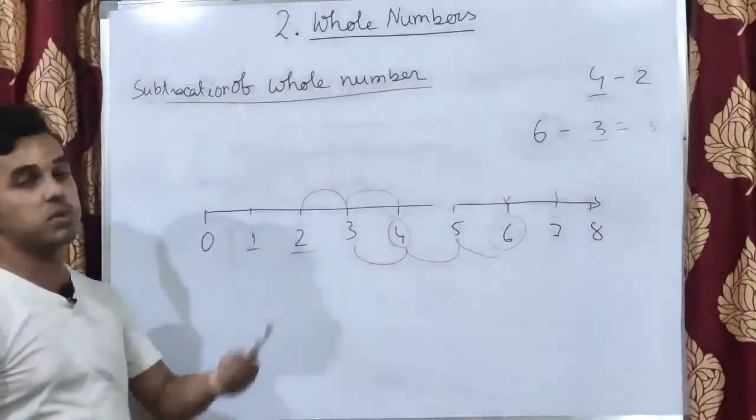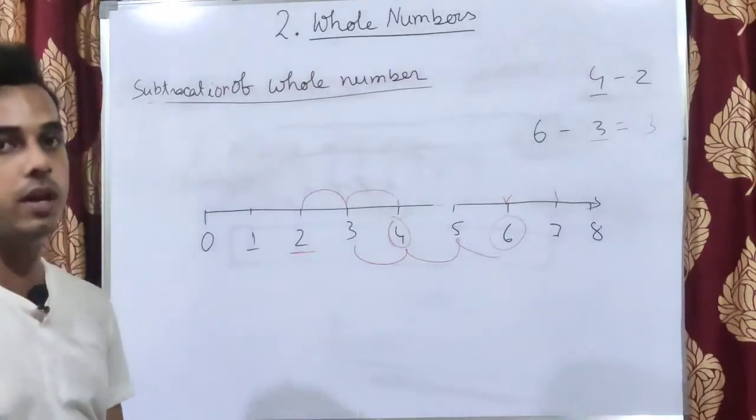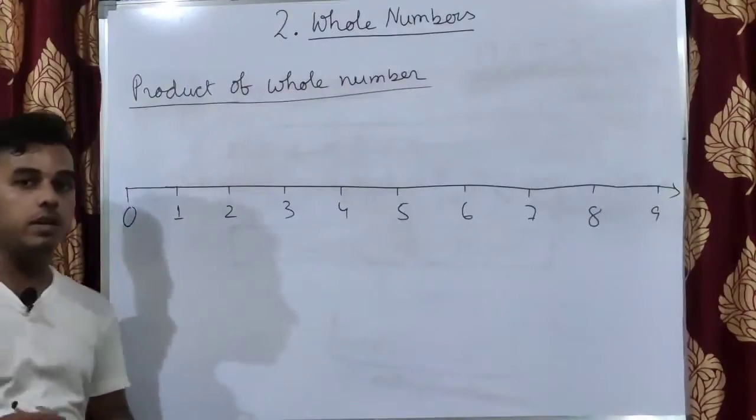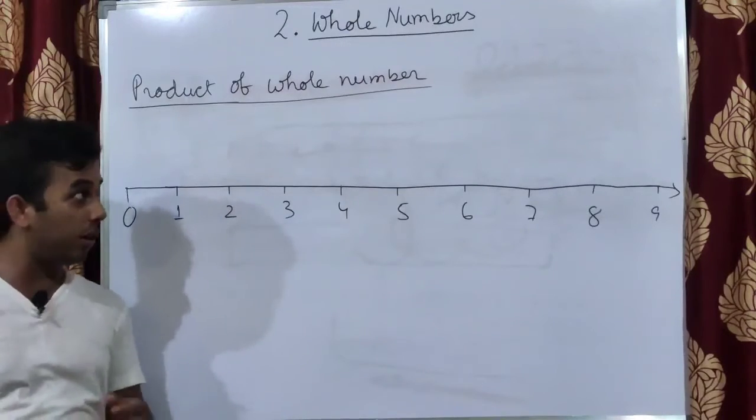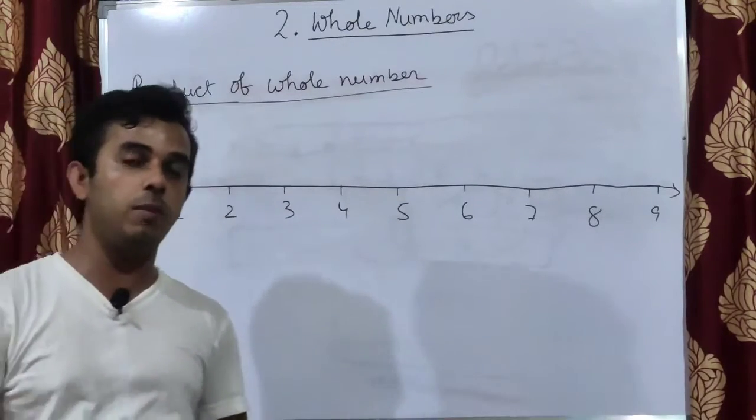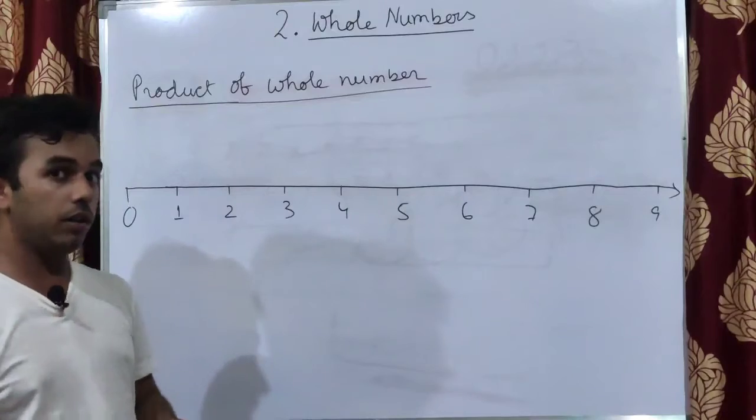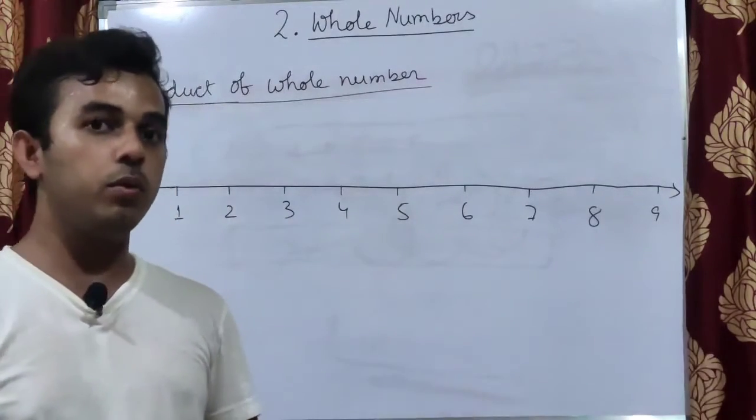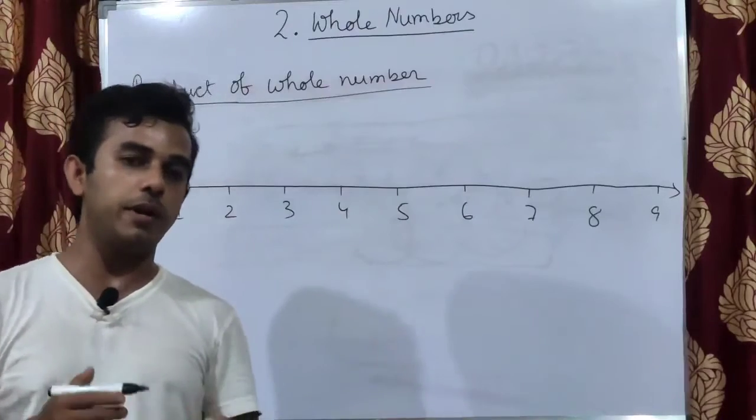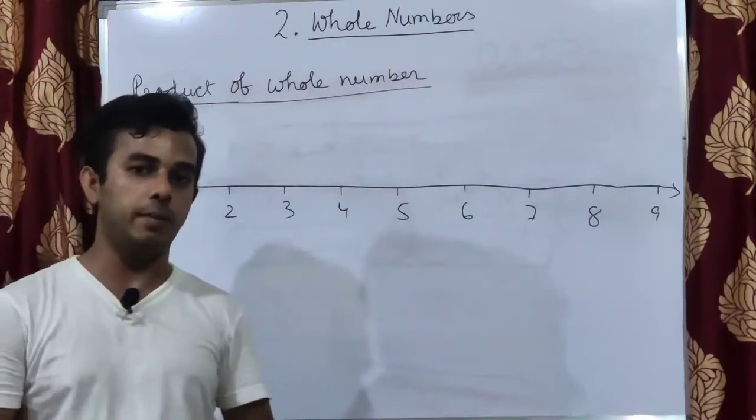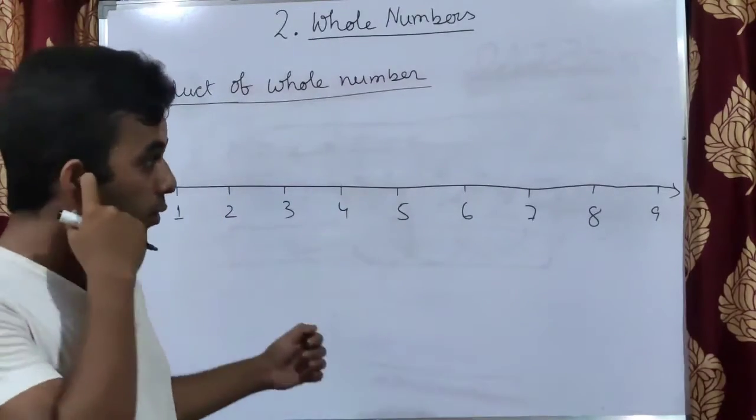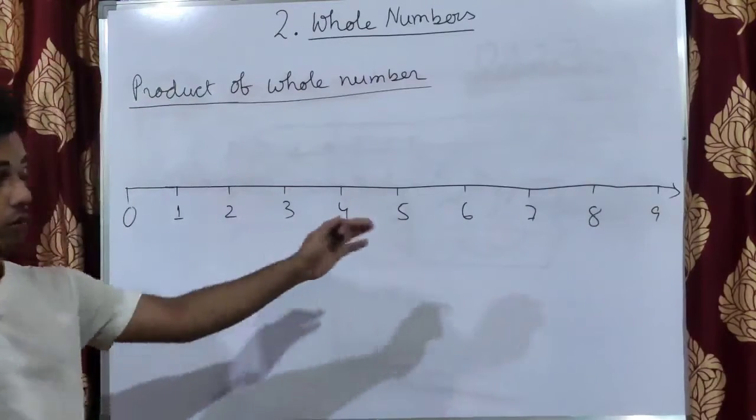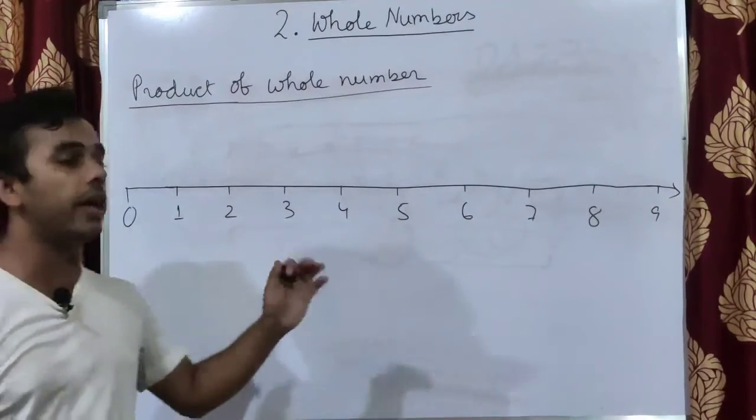So this is our subtraction of whole numbers on the number line. So till now we have discussed addition of whole numbers and subtraction of whole numbers. Now our topic is what? Product of whole numbers. That is, how can we multiply whole numbers on a number line. So for this I have drawn here a number line from 0 to 9.